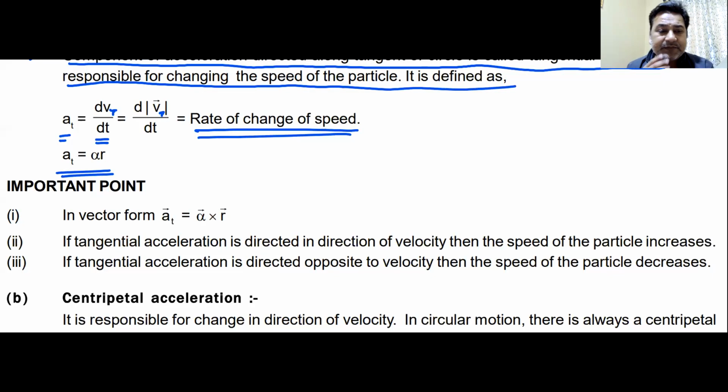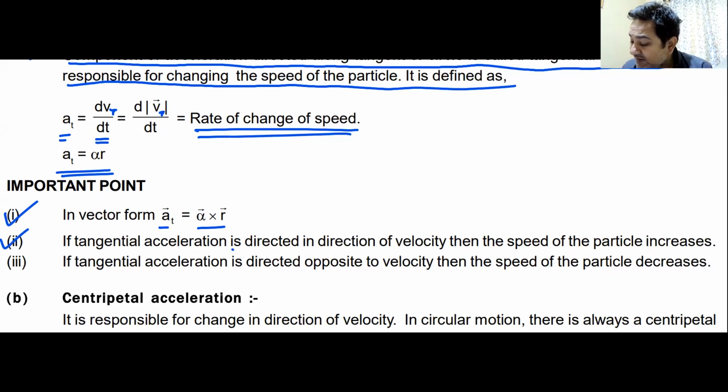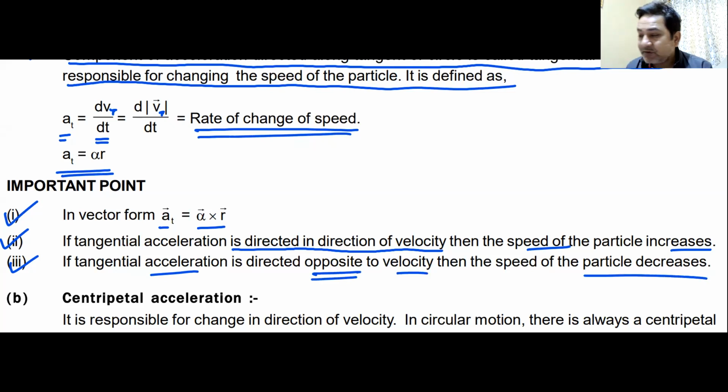And then there are three important points that are coming to you right away. Point number one, in vector form, AT vector is alpha cross R. We have already seen this. Number two, if tangential acceleration is directed in the direction of velocity, if AT and VT are parallel, then the speed of the particle increases. Point number three, if tangential acceleration is directed opposite to velocity, then the speed of the particle decreases.